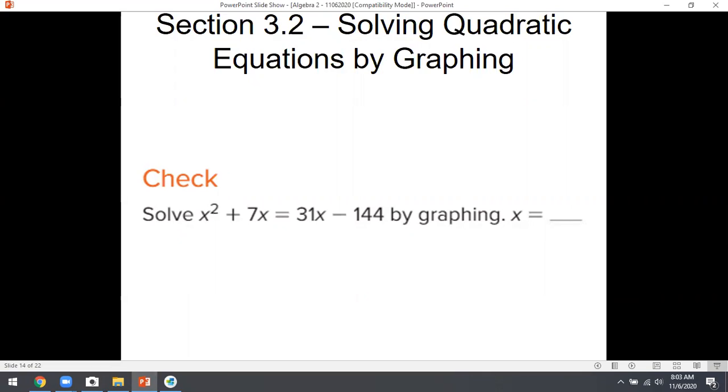So step 1, is it in standard form? No. So I would suggest the first thing you do is move the stuff on the right over. Get it equal to 0. So x squared on the left. You had 7x, but you're going to move that 31x over and make it negative. So 7 minus 31 x's on the left will be -24 x's. And then you'll also want to move that 144 to the other side, add it over. So plus 144, and that equals 0. So now I got it in standard form.